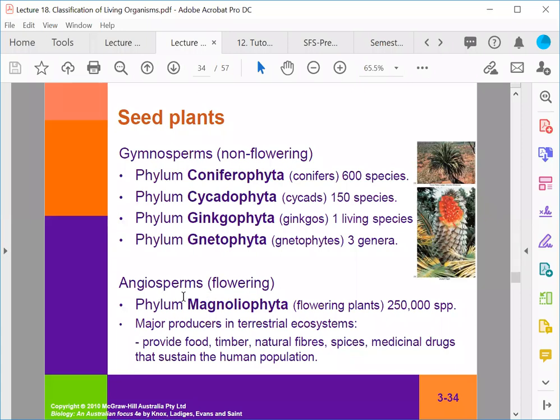Then we come to the all-important angiosperms, the flowering plants. They belong to phylum Magnoliophyta. There's over 250,000 species of flowering plants, and these are our major producers in terrestrial ecosystems, providing food, timber, fibres, drugs, and so on that sustain the human population.